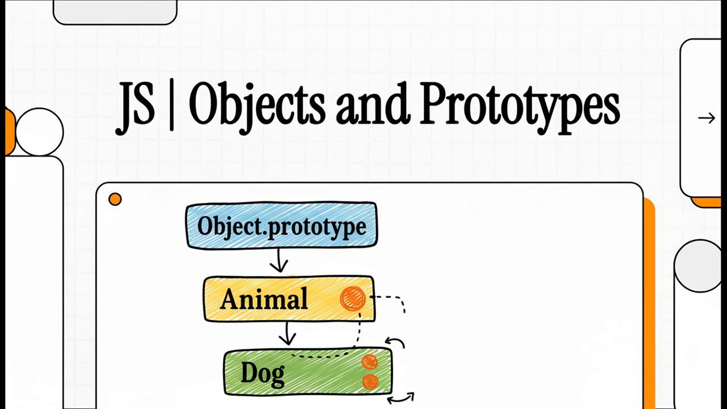All right, welcome back. So in our last explainer, we looked at JavaScript's simple, primitive values. But what about everything else? Today, we're diving deep into the absolute foundation of all complex data in JavaScript: objects and their hidden power, prototypes.